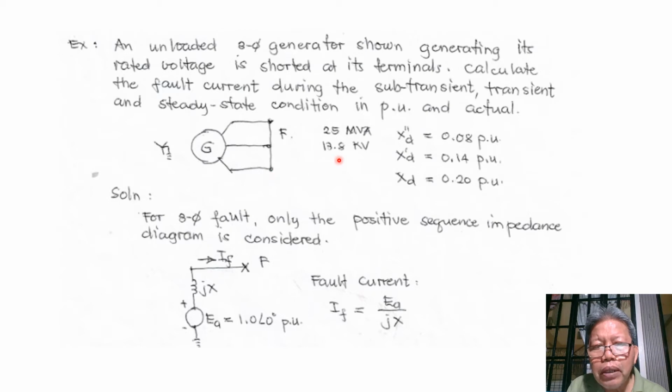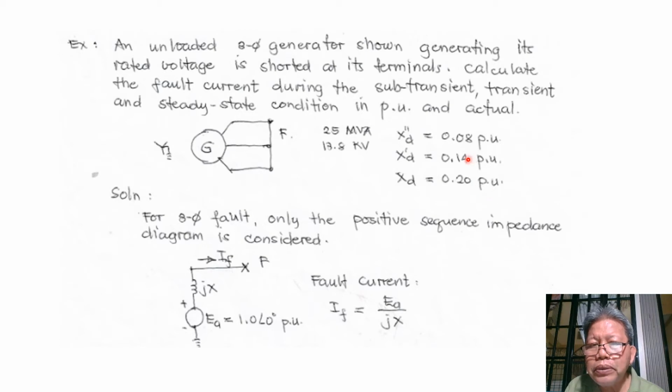So the MVA rating of our generator is 25 with a terminal voltage of 13.8 kV, and the generator is Y-connected, solidly grounded. Its subtransient reactance Xd'' is 0.08 per unit, its direct axis transient reactance Xd' is 0.14 per unit, and its synchronous reactance Xd is equal to 0.2 per unit.